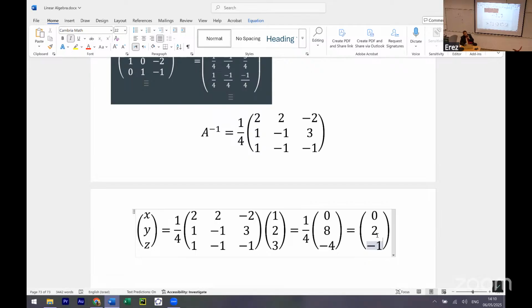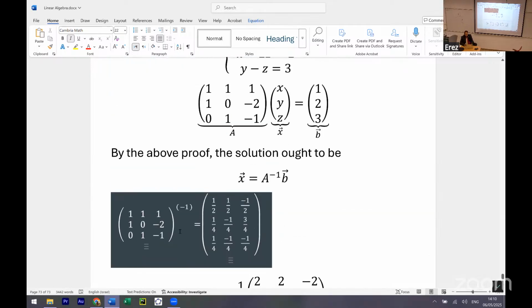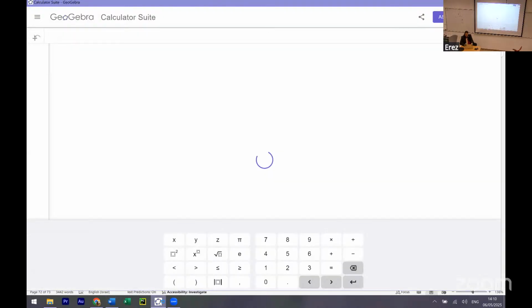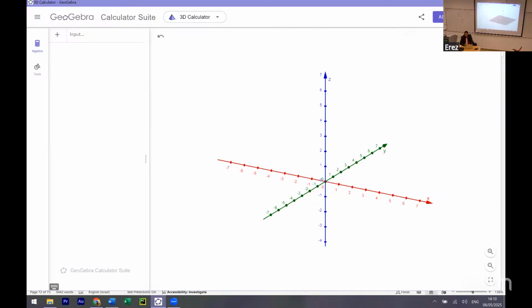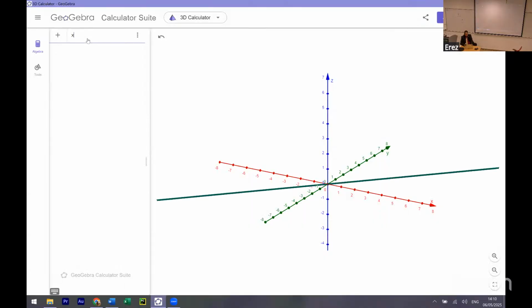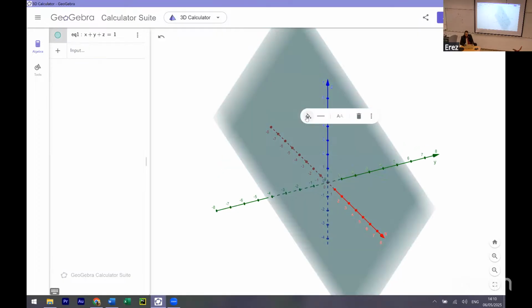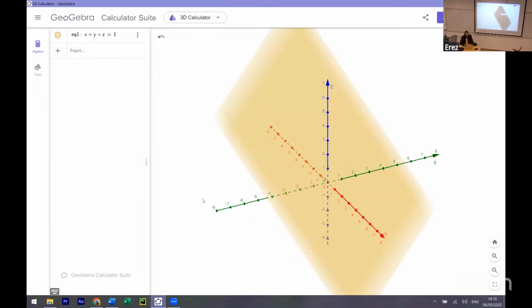Let's look at it geometrically. Every equation here is a plane in the 3D vector space, and their intersection ought to be at 0, 2, minus 1. Let's make sure it happens. Okay, so the first one was x plus y plus z equals 1, sorry. Color to mustard. Then x minus 2z equals 2.